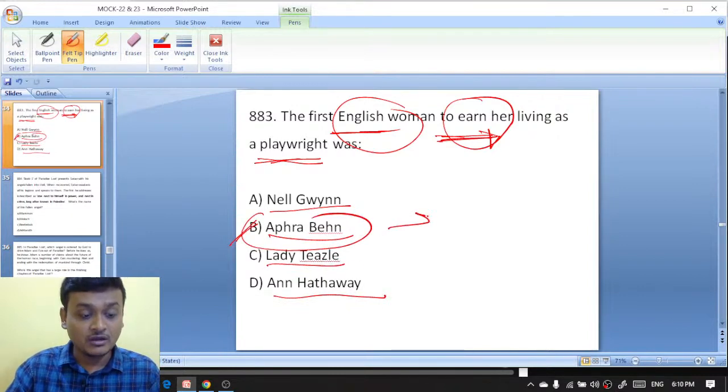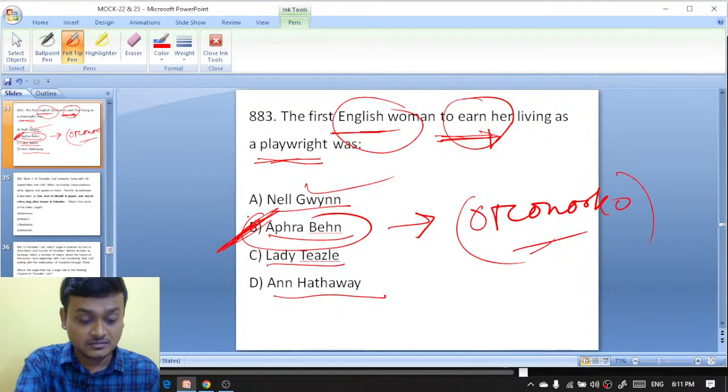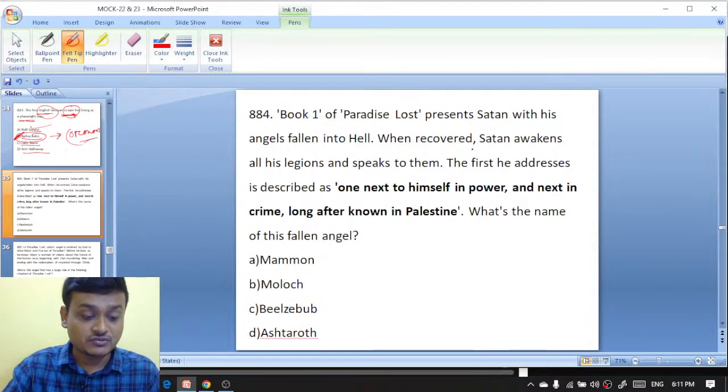Aphra Behn's novel is Oroonoko. Aphra Behn was the first English woman writer to earn her living as a playwright. So B is the right answer. Moving on to question number 884.